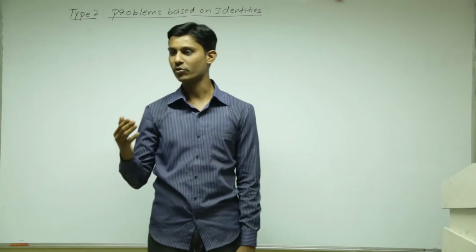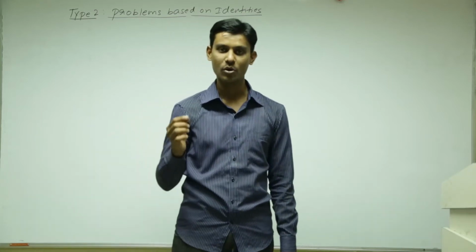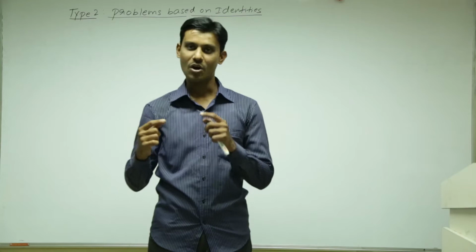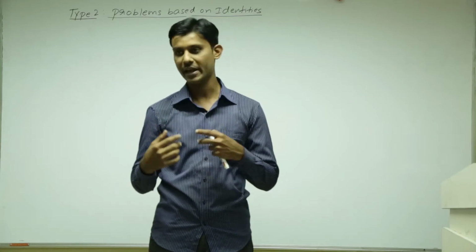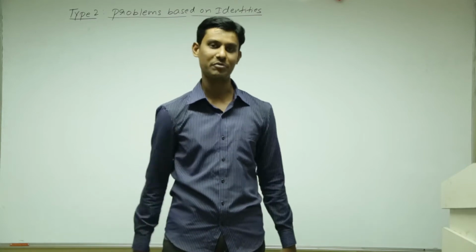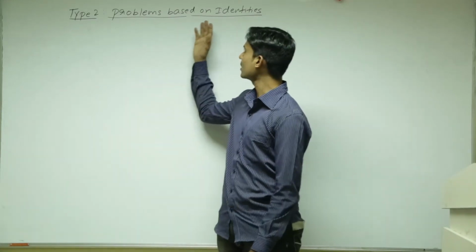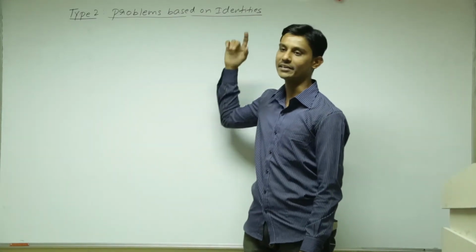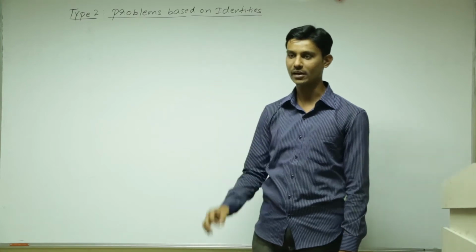(a + b) whole square you need to know, (a - b) whole square you need to know, a square minus b square, or a cube plus b cube, a cube minus b cube, (a - b) whole cube. Like that, so many varieties of formulas you need to know, right? Because the heading itself says problems based on identity. If you don't know the identity, it's very, very difficult to find out, right?